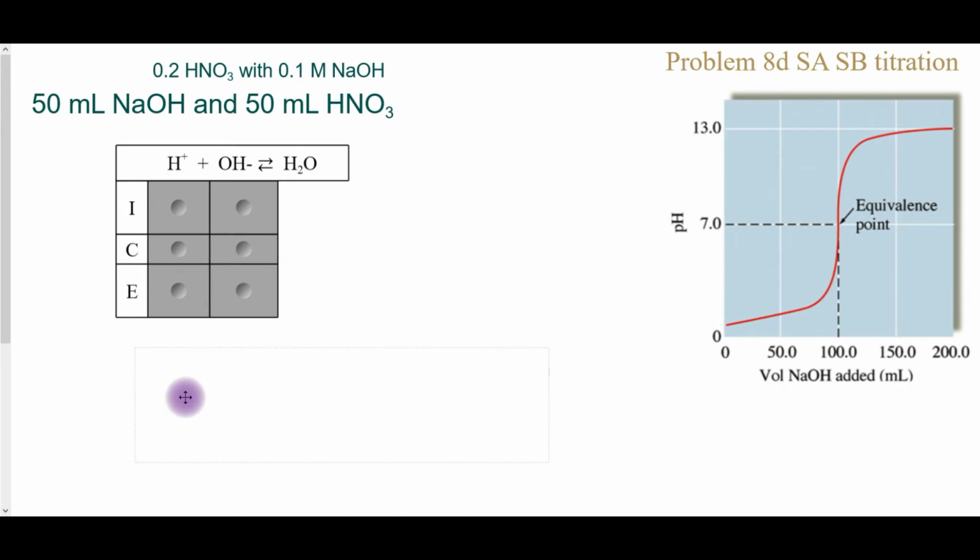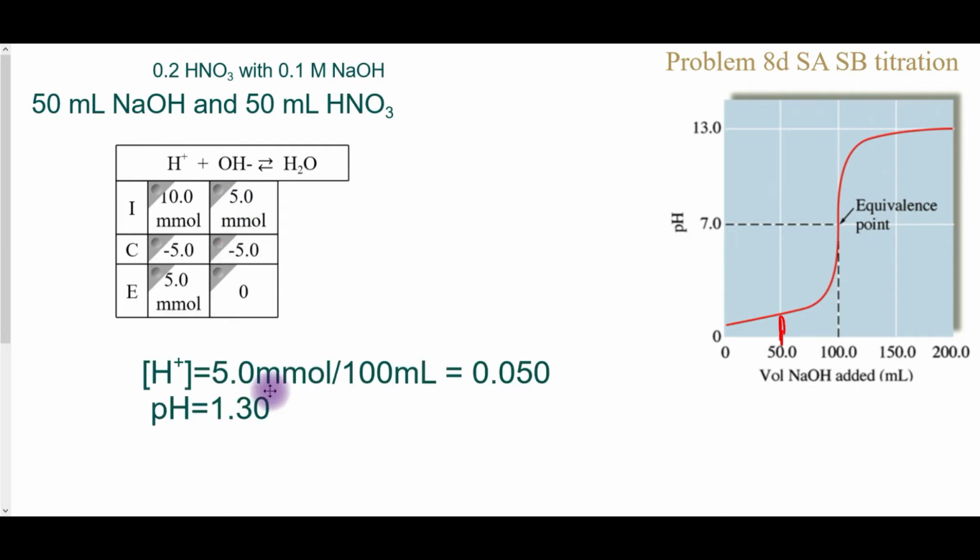We continue on, and at this point we are halfway to the equivalence point. We have added 50 milliliters. Once again, we calculate the millimoles and plug those in. Divide the 5 millimoles by 100 milliliters, the total, getting us 0.050 molar. Taking the negative log gives a pH of 1.30.